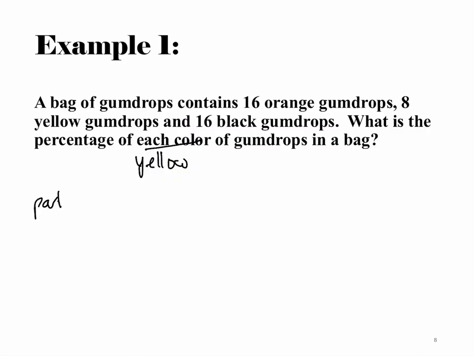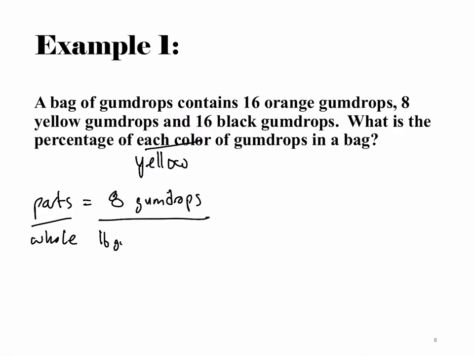All right, so what is the percentage of yellow gumdrops in the bag? The parts divided by the whole. And the parts in this case would be what? What is the part that we're interested in? 8 yellow gumdrops, right? So our unit here is gumdrops. And the whole in this case is what? 40, right? And how did you get 40? The whole is going to be equal to 16 GD for gumdrops plus 8 gumdrops plus 16 gumdrops. And we multiply all of that by 100% to get the percentage, right?